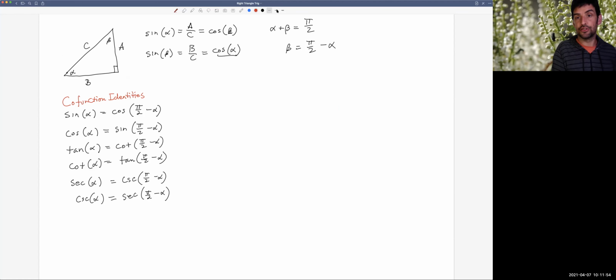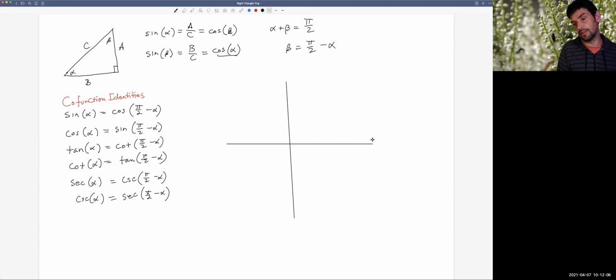Let's look at why this is true on the unit circle, or at least give an interpretation of what we're seeing and how this relates to the unit circle interpretation instead of triangles. So here's our unit circle.